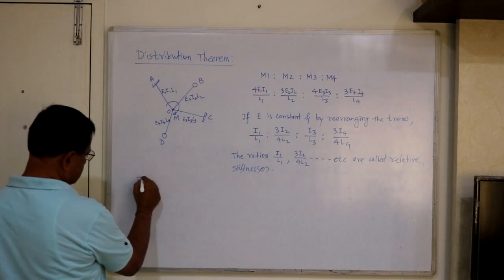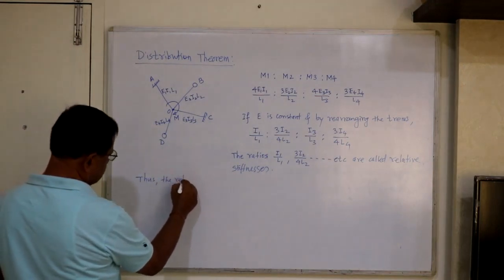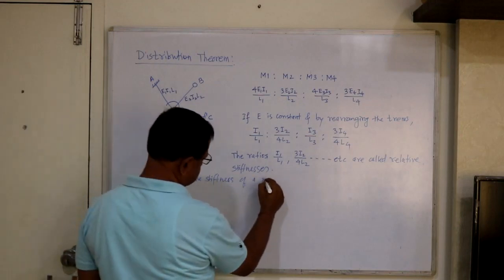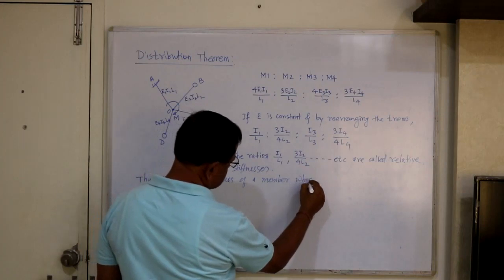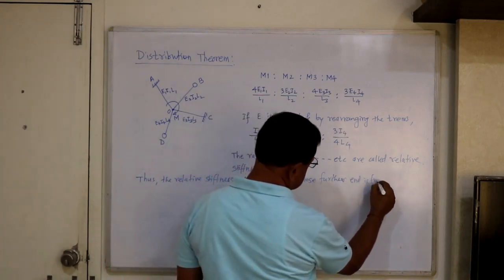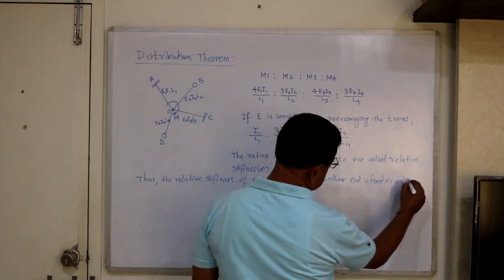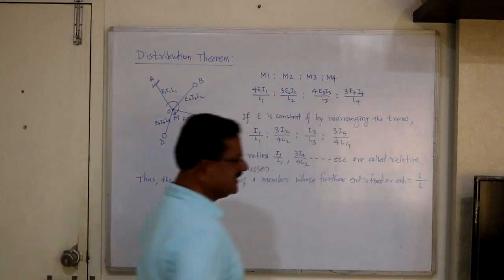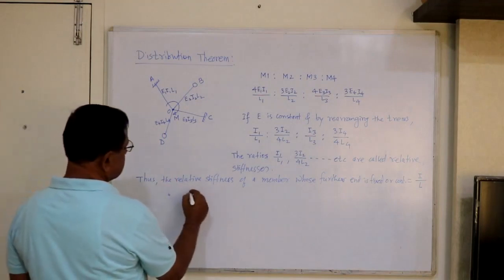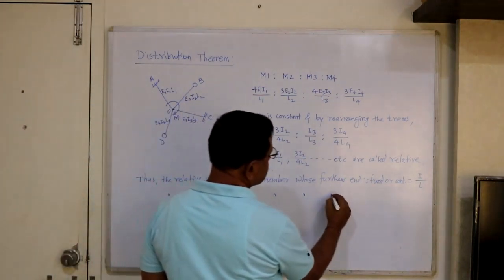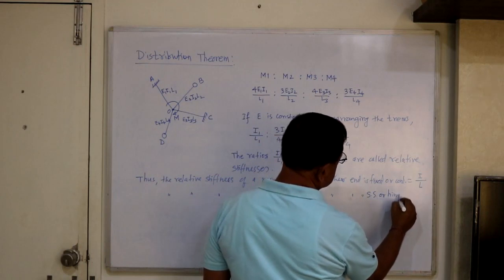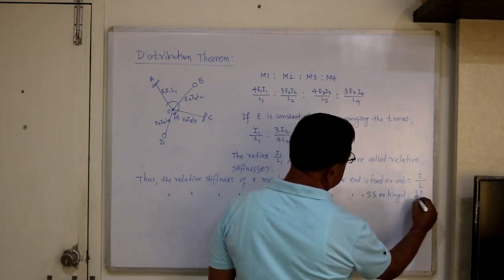Thus the relative stiffness of a member whose further end is fixed or continuous is equal to I upon L. Similarly, the relative stiffness of a member whose further end is hinged or simply supported is equal to 3I upon 4L.